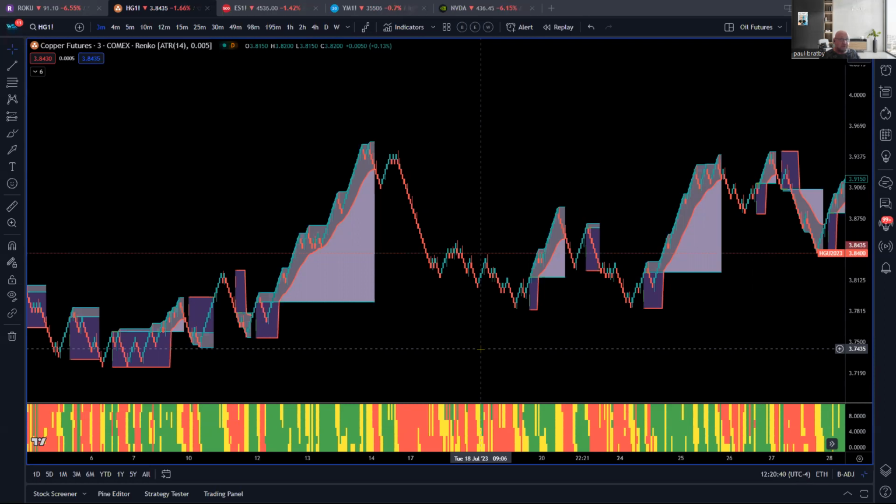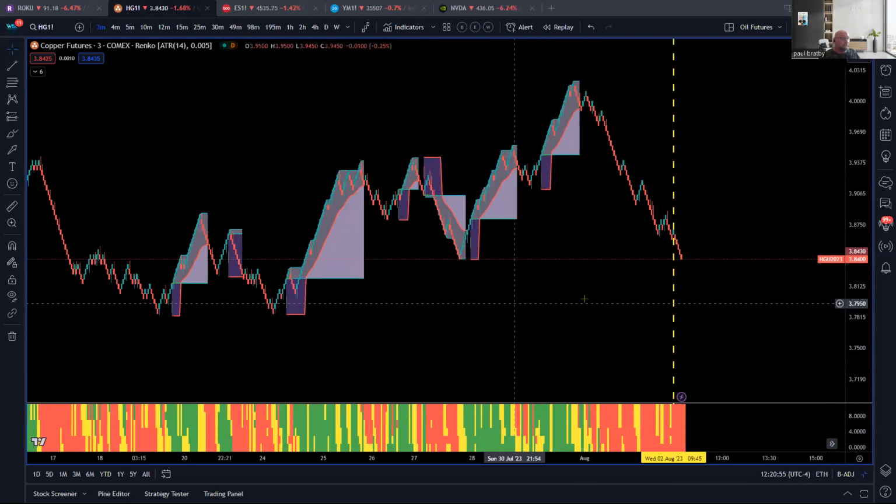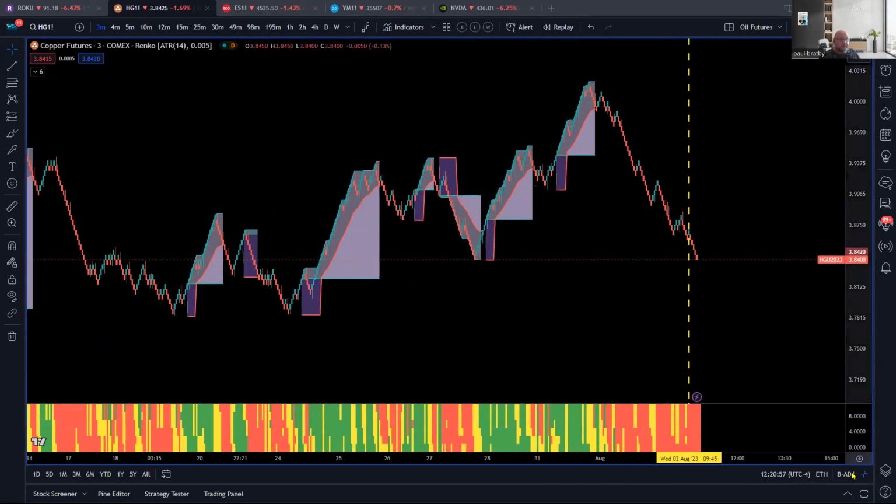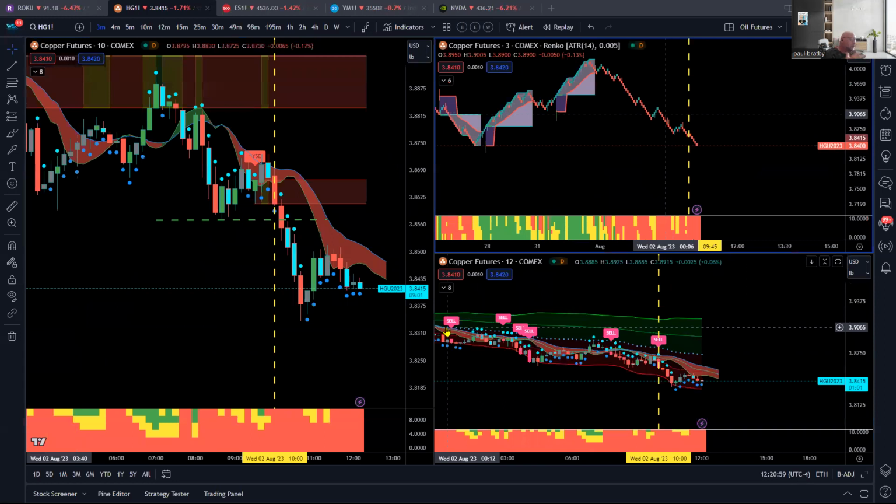Obviously, I wouldn't enter one of these on a Friday because you don't carry it over the weekend. Monday, Tuesday, Wednesday, maybe a Thursday, but certainly not going to enter one of these trades on a Friday. It's my no-go. I don't trade Fridays anyway. So that's one of the most important things. So that's copper, a quick look at copper.